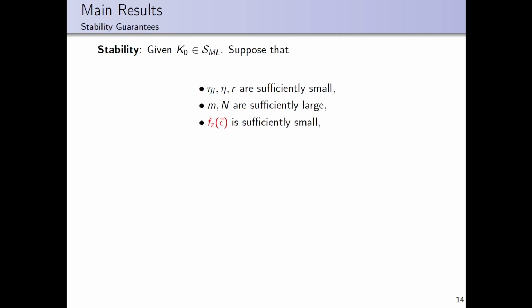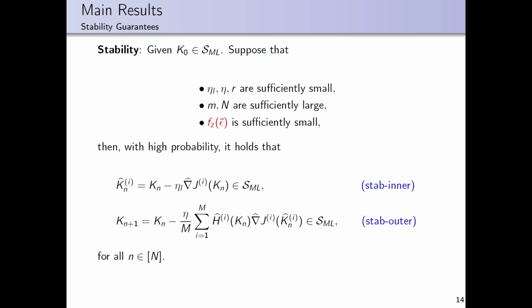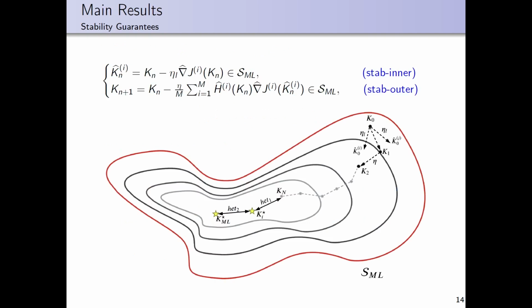Okay. For the stability, given an initial stabilizing controller, we set the parameters of our algorithm accordingly, where the conditions are in the paper. Now, if the heterogeneity is small, then we can provide stabilizing controllers for each inner and outer step policy gradient. The main takeaway here is that if we carefully control our inner and outer step sizes, the inner and outer policy gradient updates will never leave the stabilizing sublevel set with high probability.